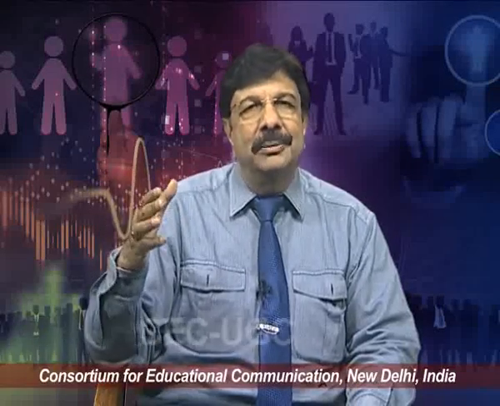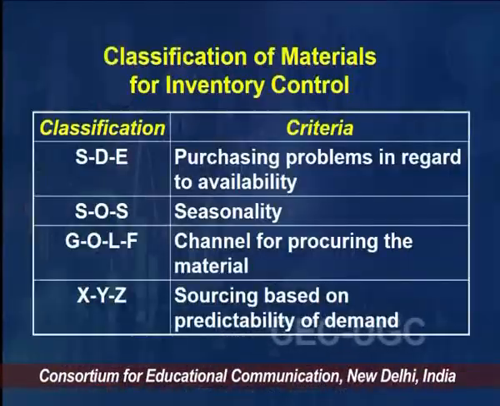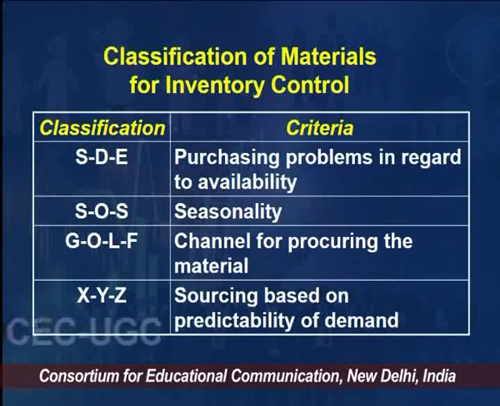Then we have on the slide SDE, where the criteria is purchasing problems with regard to availability. SOS, season, off season. GOLF, we will be just seeing them one by one, channel for procuring the material. XYZ, sourcing based on predictability of demand. So number one, we will be talking about, first of all, the ABC classification system.